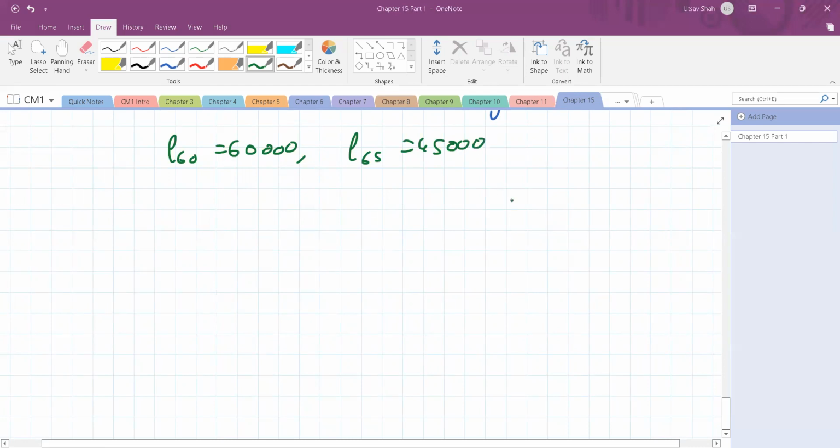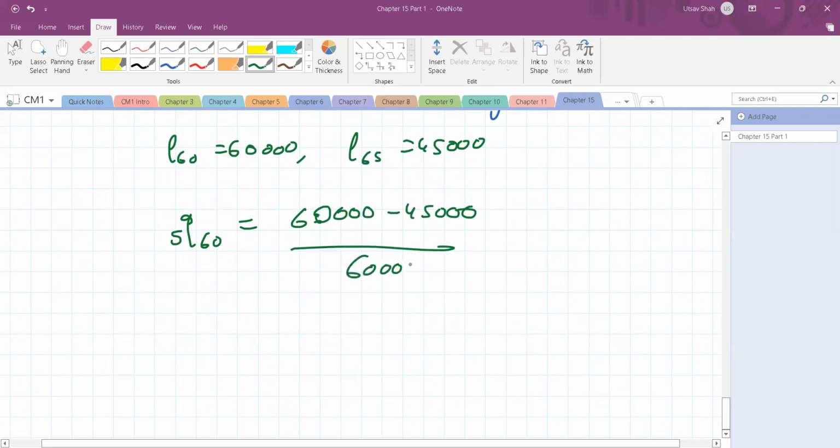Now in all the previous ones there was a gap of only one year, 60, 61, so we could find D60. For 5 years, there is no such thing as nD60 or nDx. There is no such term. So what will we do? How many people died though in this? 15,000. So how will we calculate that? Simply, 5Q60 will be 60,000 minus 45,000, the number of people who died, upon the population at the start, 60,000. This will be 15,000 upon 60,000, 0.25.